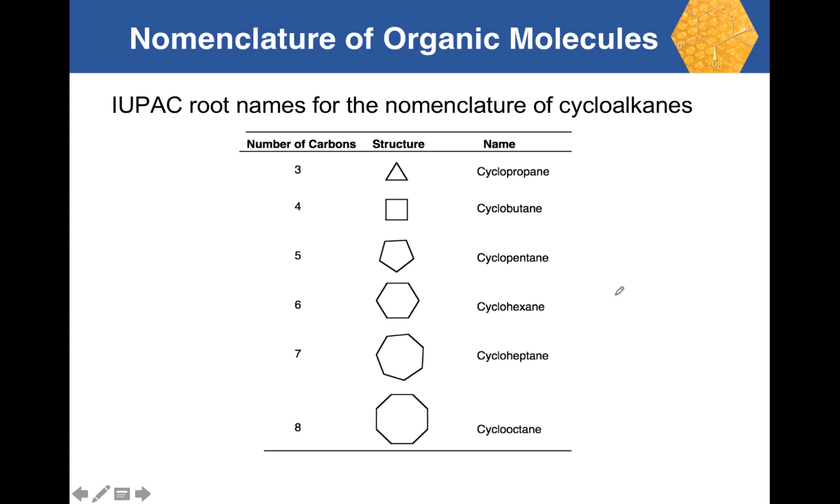So this table gives a summary of the cycloalkanes. 3 carbons would be a cyclopropane, etc., etc. 7 carbons would be a cycloheptane, and 8 carbons would be a cyclooctane. So you have this table available whenever you are taking a quiz or an exam.